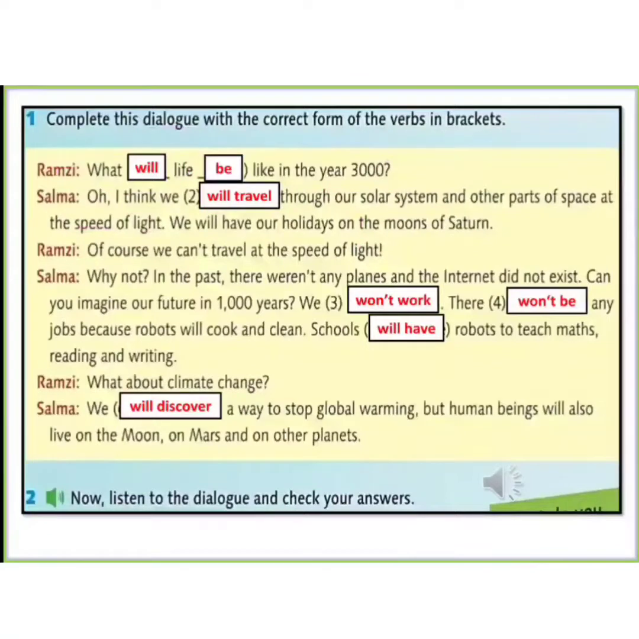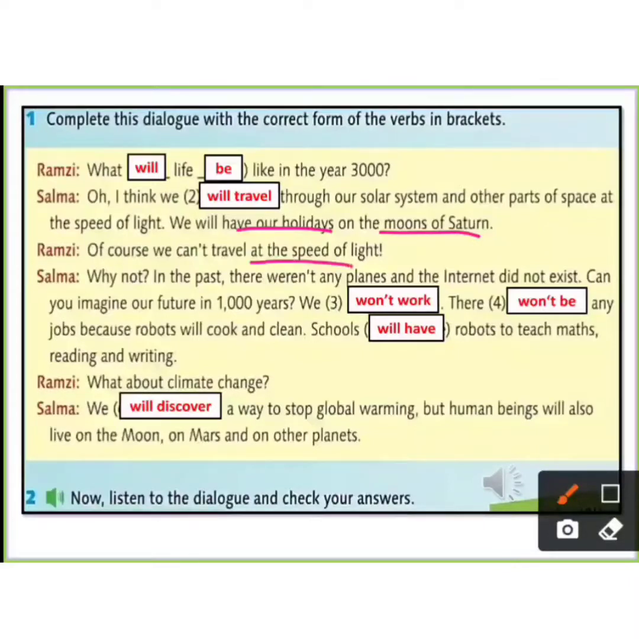Okay, let's continue. So, she thinks that we will have our holidays on the moons of Saturn. Ramzi, of course we can't travel at the speed of light. So Ramzi says that or thinks that it is impossible. We can't travel at the speed of light. But Selma said, why not?